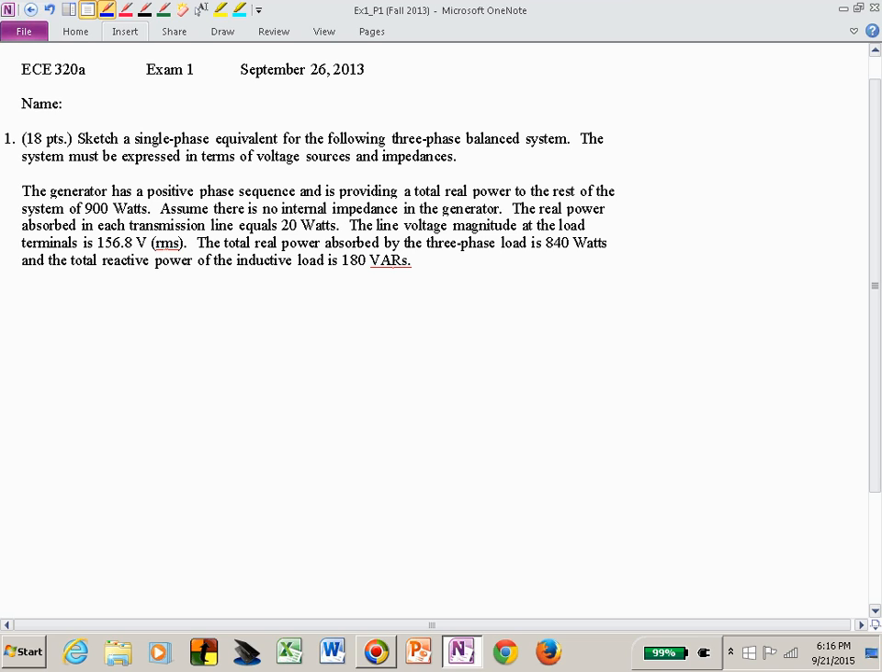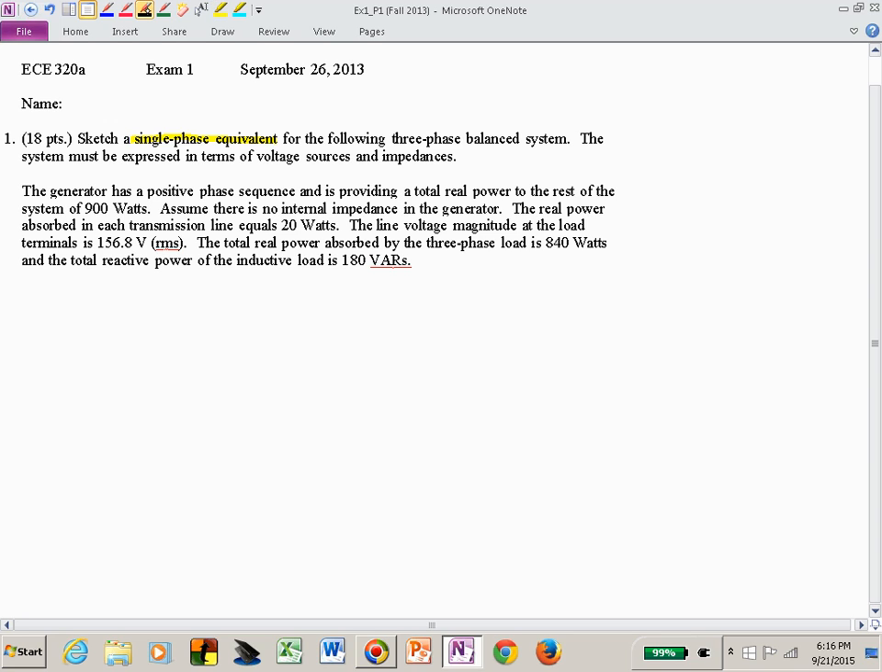Now, if you're reading this, how would you maybe read this? I've indicated that it's worth 18 points. The first thing that I would start to pay attention to is that it says a single phase equivalent. It's probably a 3-phase problem, and I need to extract a single phase equivalent from that 3-phase balanced system. And the system must be expressed in terms of voltage sources and impedance.